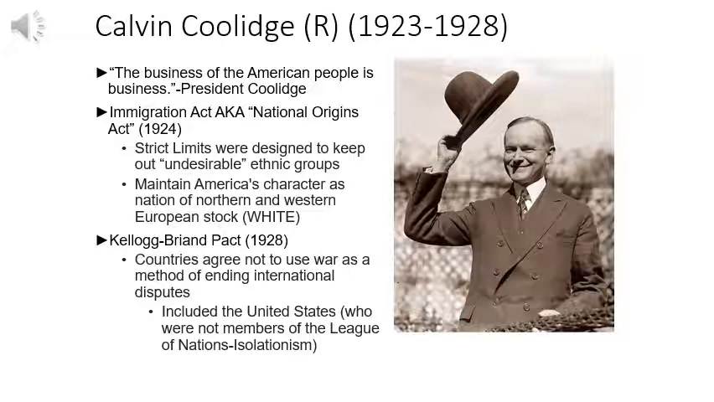The Kellogg-Briand Pact of 1928 extended the idea that countries agreed not to use war as a method of ending international disputes, including the United States, who was not a member of the League of Nations, preferring their isolationism.